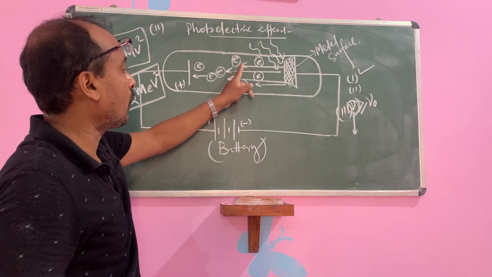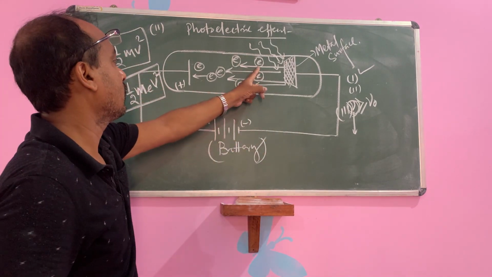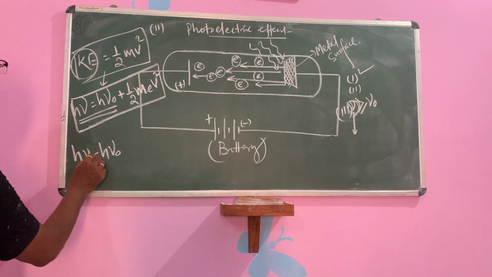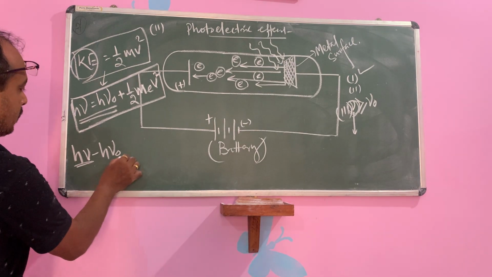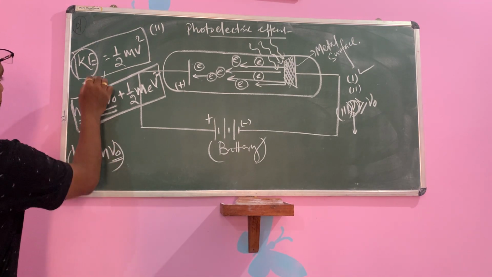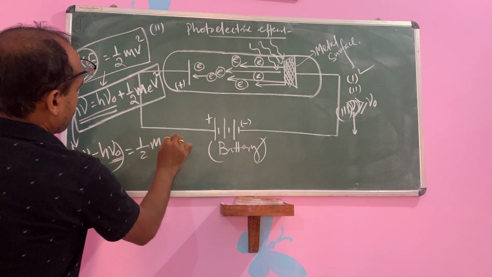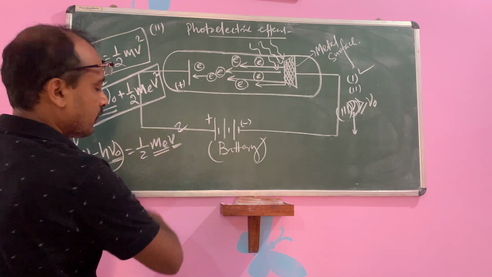What is the speed of the electron? That is the kinetic energy. h nu is the frequency gained by the electron, and h nu zero is the threshold frequency. This is known as K. This is your K, which is equal to half m_e v square, where m_e is the mass of the electron and v is the velocity.